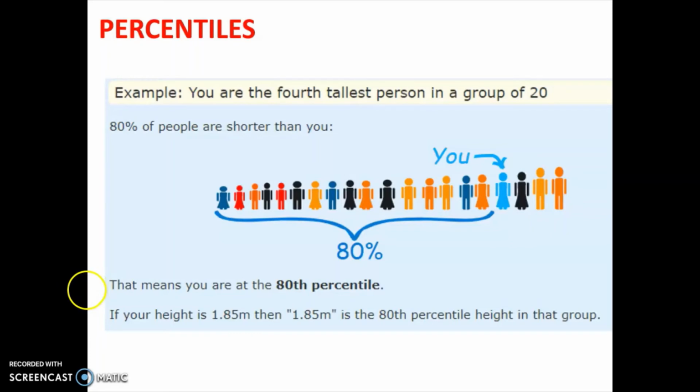Let's talk about percentiles, and here's how they work. Let's say you are the 4th tallest person in a group of 20. This means that 80% of people are shorter than you. So here's you. You're the 4th tallest. There's a group of 20.